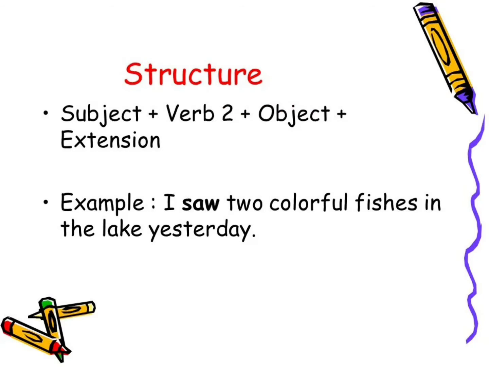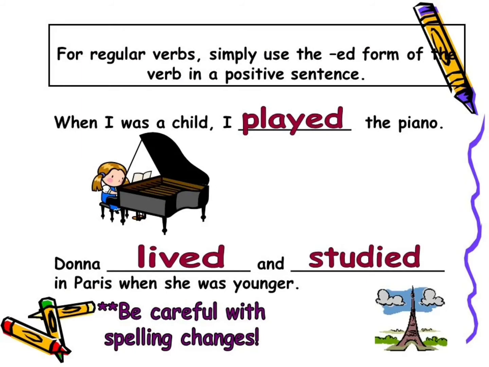The structure of simple past tense is subject, verb 2, object, and extension. Example: I saw two colorful fishes in the lake yesterday. For regular verbs, simply use the -ed form of the verb in a positive sentence. Example: played. When I was a child, I played the piano. The second, live and study. Donna lived and studied in Paris when she was younger.